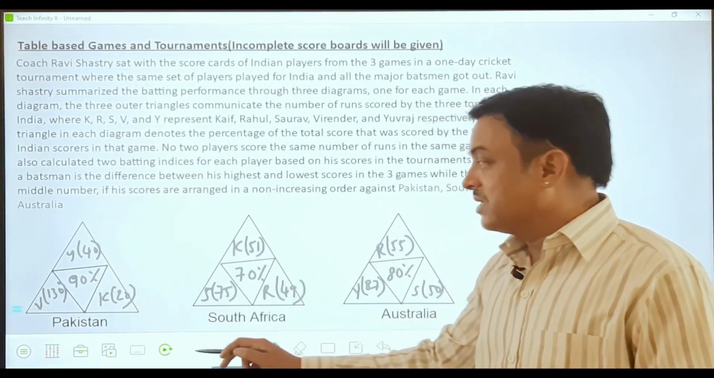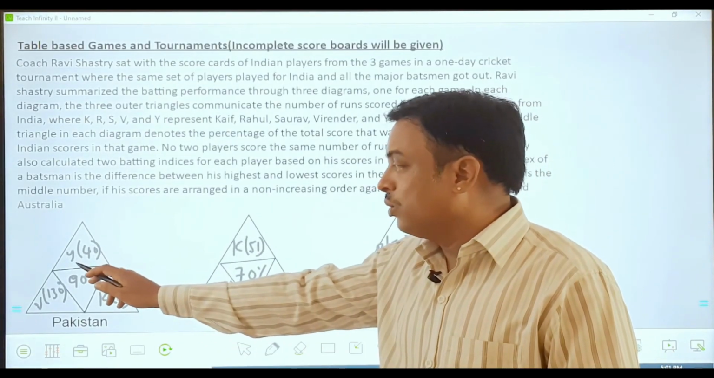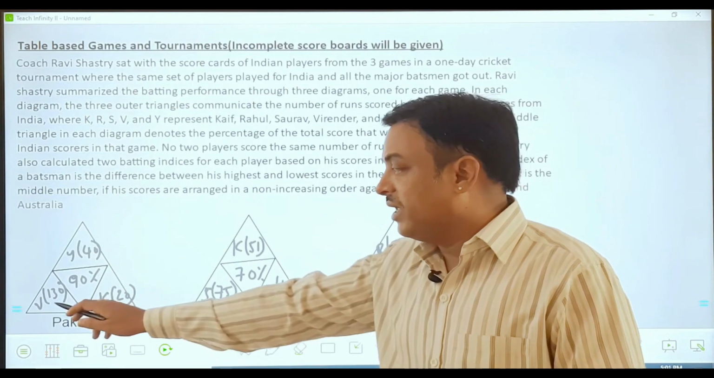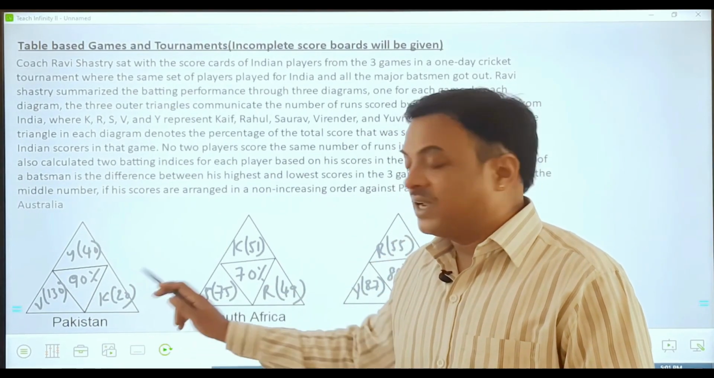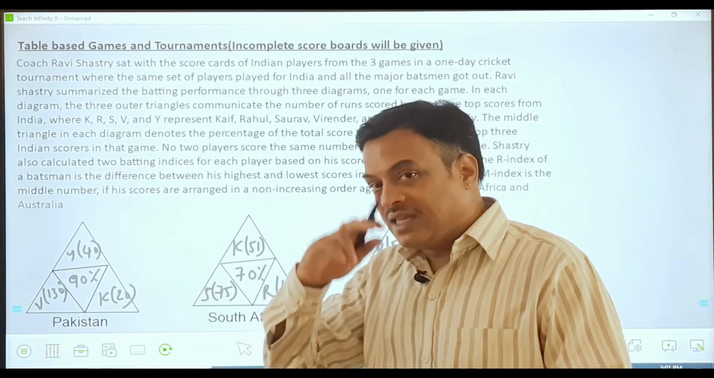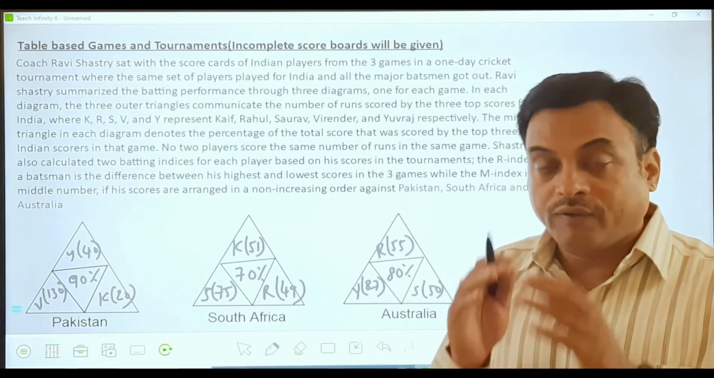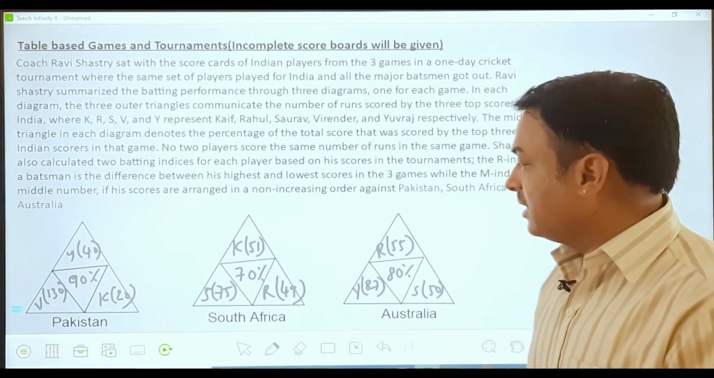In these triangles, the 3 top batsmen's scores are given to us. Like Y means Yuvraj. Yuvraj has scored 40, Virendra has scored 130 and Kaif has scored 20 against Pakistan, and these 3 together have scored 90% of the total score of that match. That is how things are.